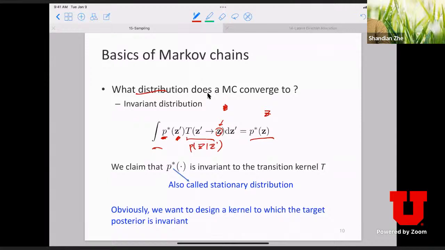So if there is such a distribution P star, which is invariant to the transition kernel, then we call P star the stationary distribution for this chain.